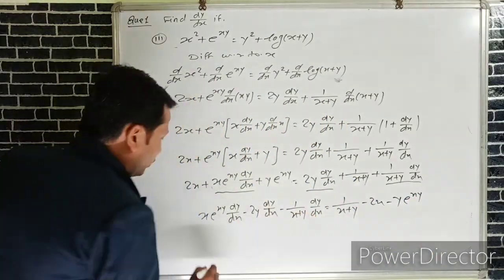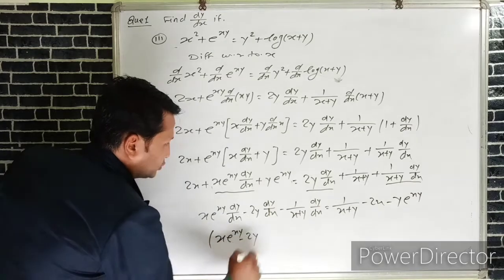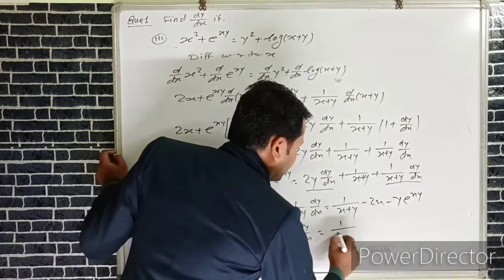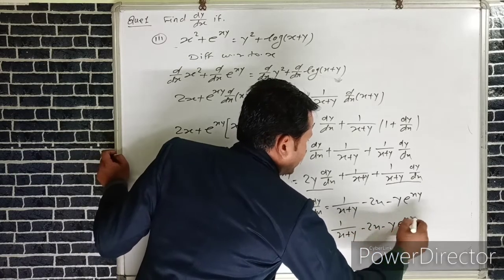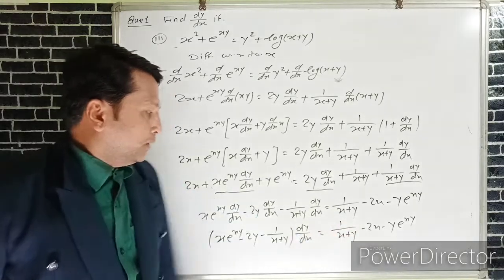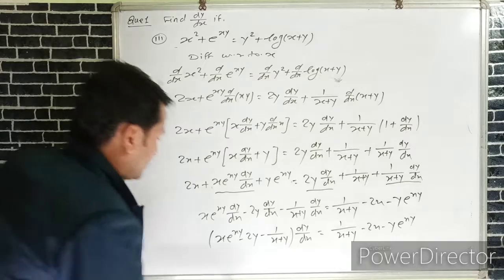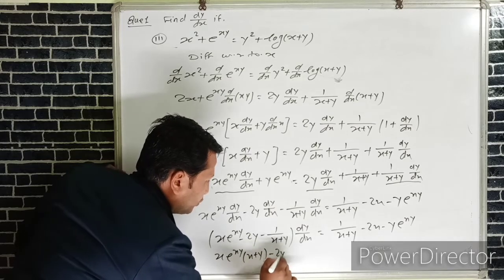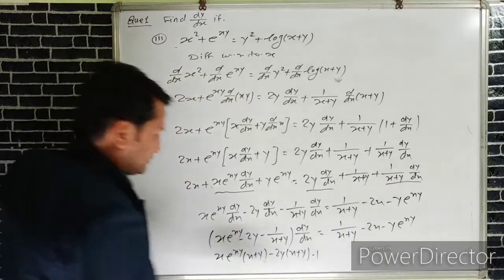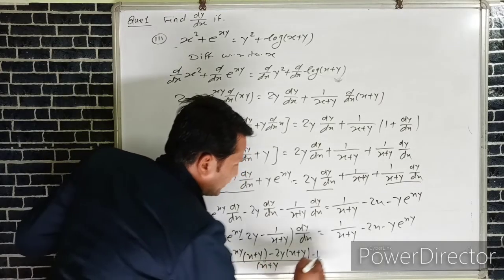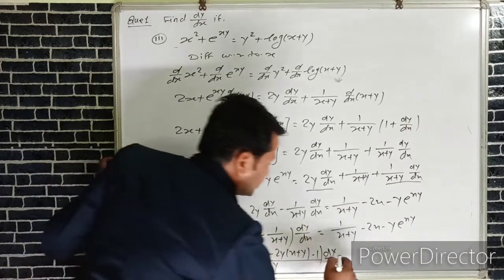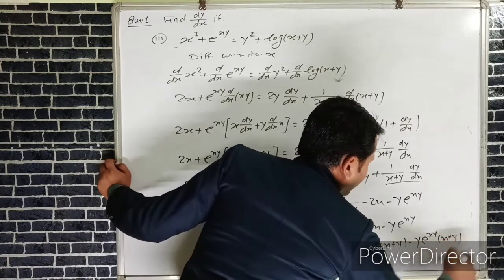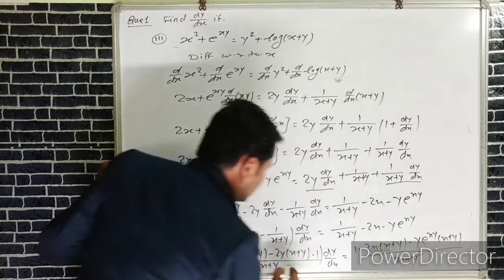If we take dy by dx common from all terms, then we can write x into e to the power xy minus 2y minus 1 upon x plus y into dy upon dx is equal to 1 upon x plus y minus 2x minus y into e to the power xy. If we multiply each term by x plus y, then we can write x into e to the power xy into x plus y minus 2y into x plus y minus 1 into dy by dx is equal to 1 minus 2x into x plus y minus y into e to the power xy into x plus y, upon x plus y. Here x plus y cancels.